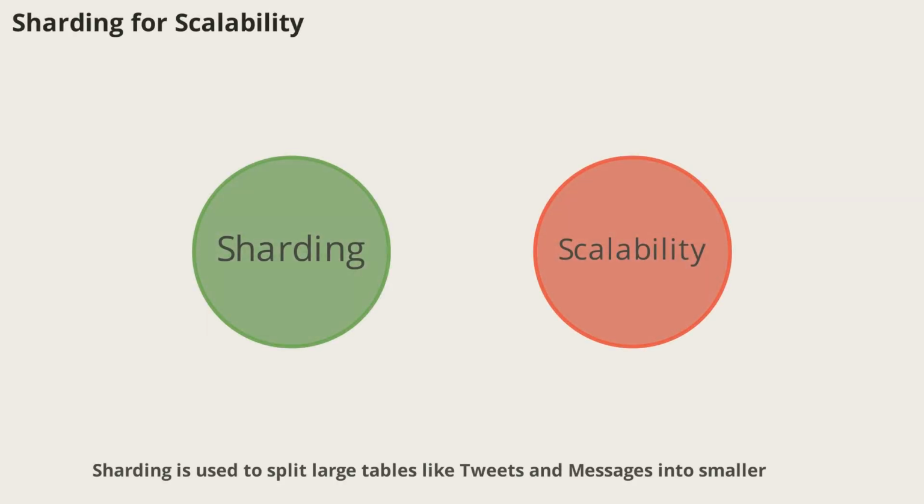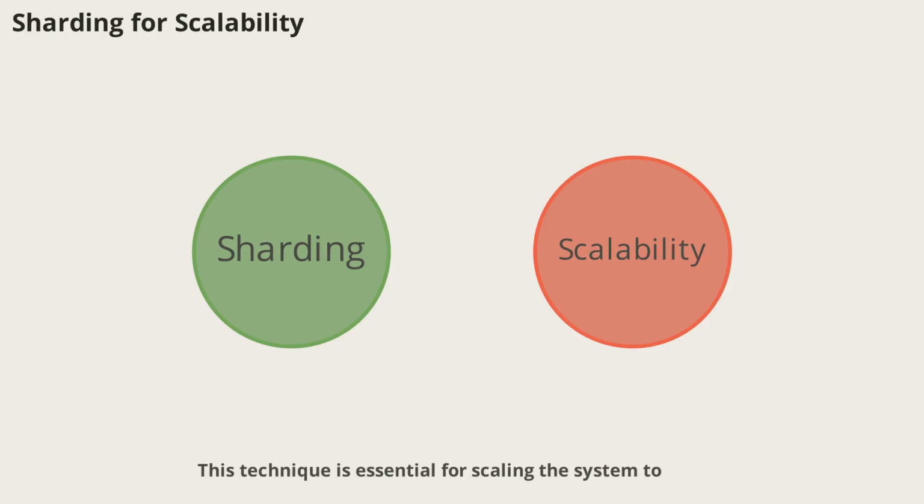Sharding is used to split large tables like tweets and messages into smaller, manageable pieces. Each shard operates independently, allowing for parallel processing and improved performance. This technique is essential for scaling the system to handle millions of users and massive amounts of data.